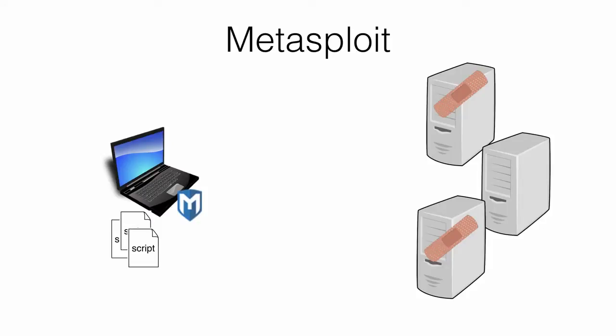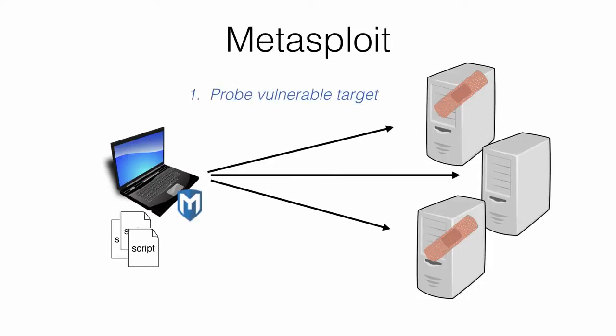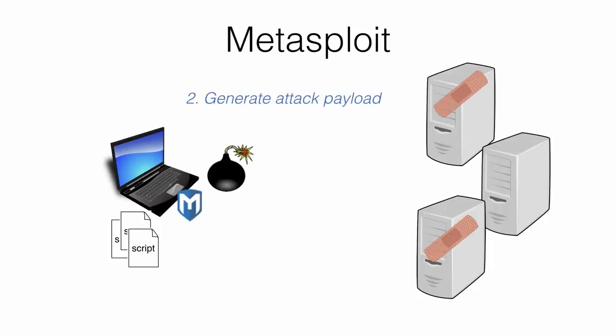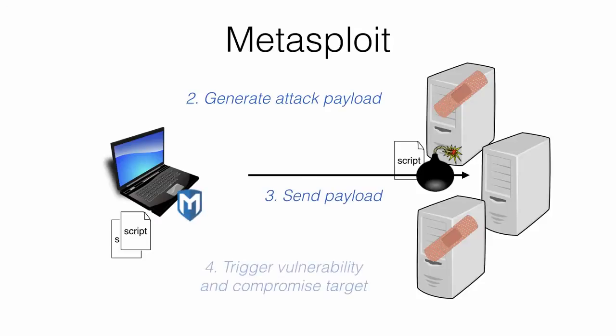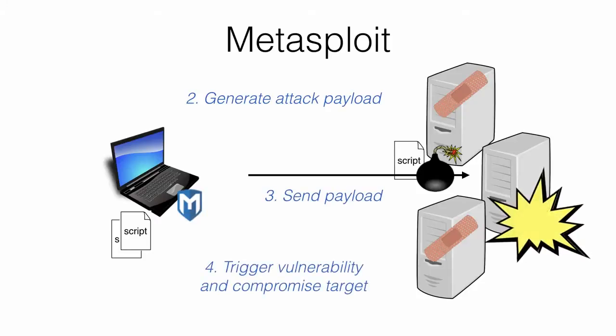So here's how it works, visually depicted. On the left, we see the pen tester armed with Metasploit and some scripts, and on the right, we see the target network. Two of the servers on the network are patched, but one of them is not. In step 1, Metasploit probes the vulnerable target systems, and maybe it's able to find the vulnerable server. Next, it constructs the attack payload, which it then sends along according to the script, triggering the vulnerability and compromising the target. In the best case, the target will connect back, providing the remote shell.